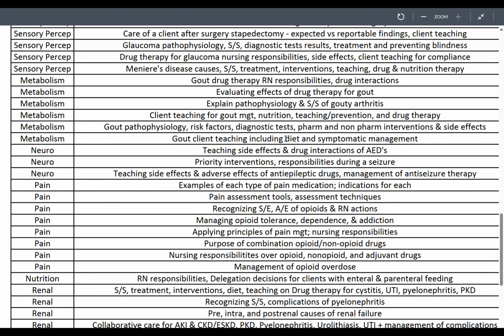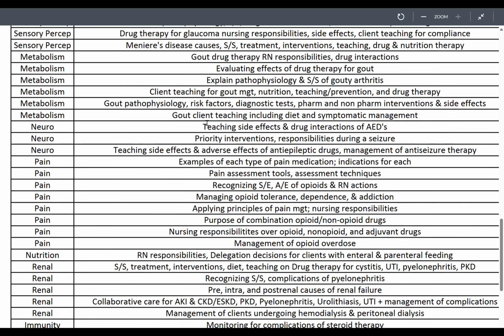When you say diet and symptomatic management, see here it says pharm and non-pharm interventions. Now there are interactions, okay? There are medications you need to avoid regarding gout. Okay, one of them was aspirin and a certain type of diuretic also. Okay, very good. Okay, that's for gout.